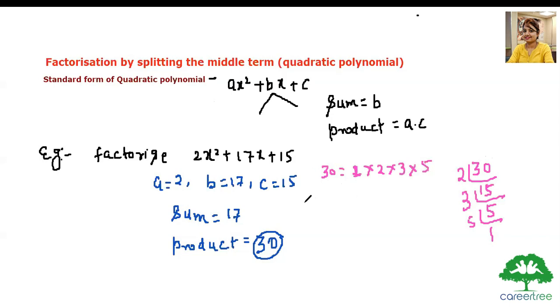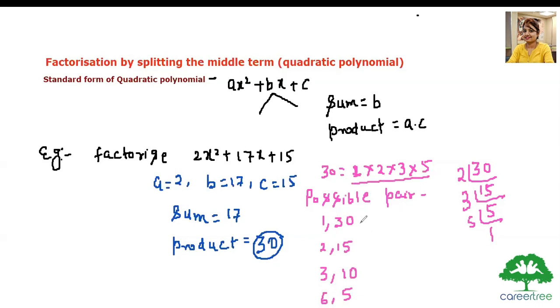So what will be our possible pairs? If I take 1, the other number will be 30 itself, because their product should be 30. If I choose 2, the second number will be 15. If I choose 3, then the second number will be 10. If I choose 6, then the second number will be 5. These are the possible pairs.